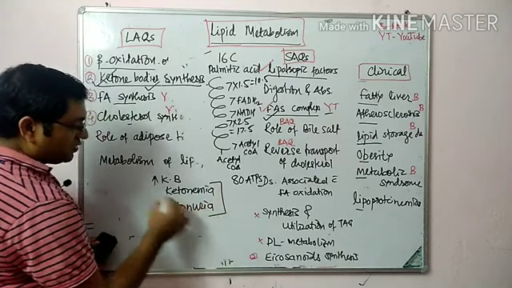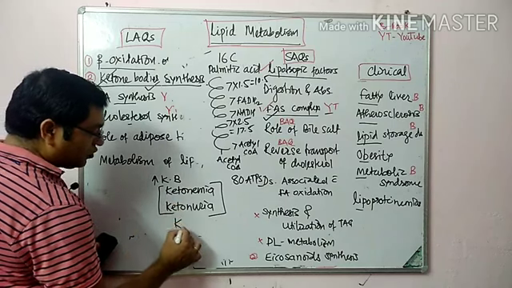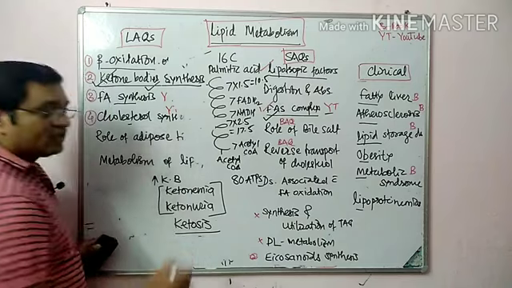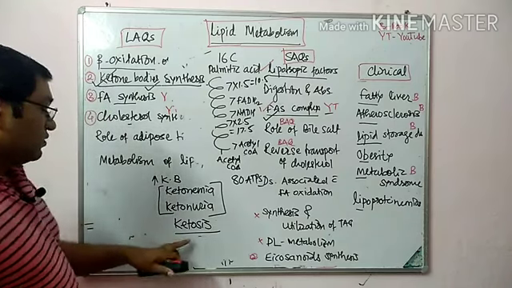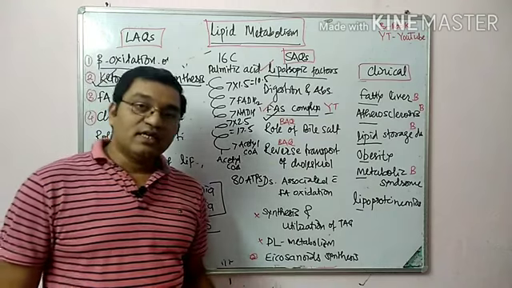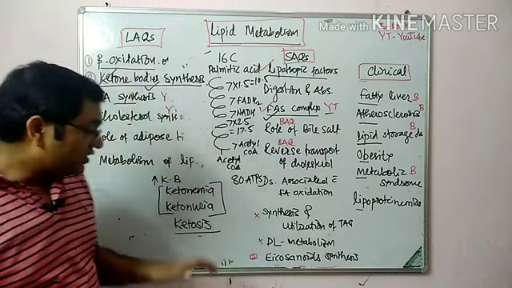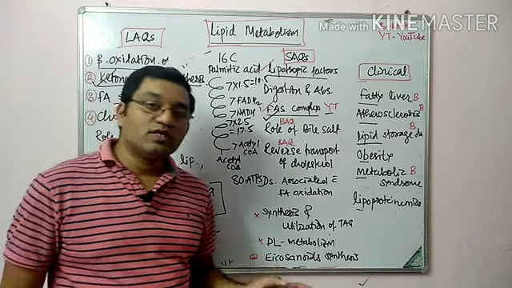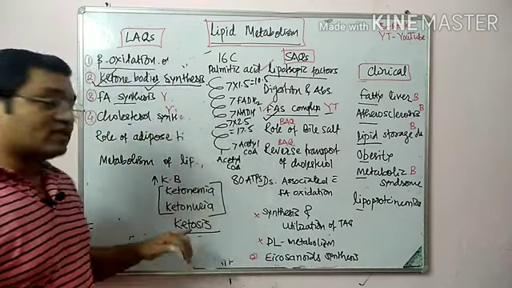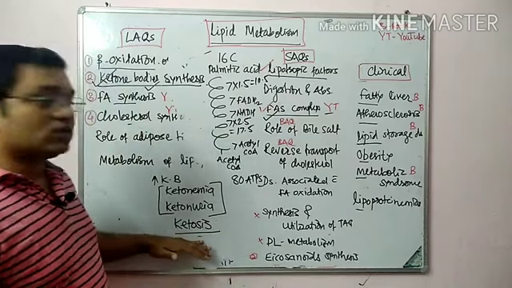Together, this condition is known as ketosis. As these ketone bodies are acidic in nature, they cause acidosis. To buffer this acidic nature of ketone bodies, the bicarbonate is utilized. That's why there is acidosis. This is known as ketosis.